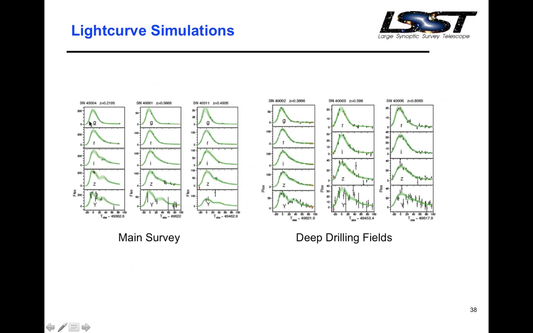So what you're looking at here, the green lines show the theoretical light curves, and the little black points that you can sort of make out there would be our observations. And as you can see, the sampling in the main survey is great. But in the deep drilling fields, which, as I said, will still have of order 100,000 over the 10 years, there you can see the sampling is extremely good in all of the colors.